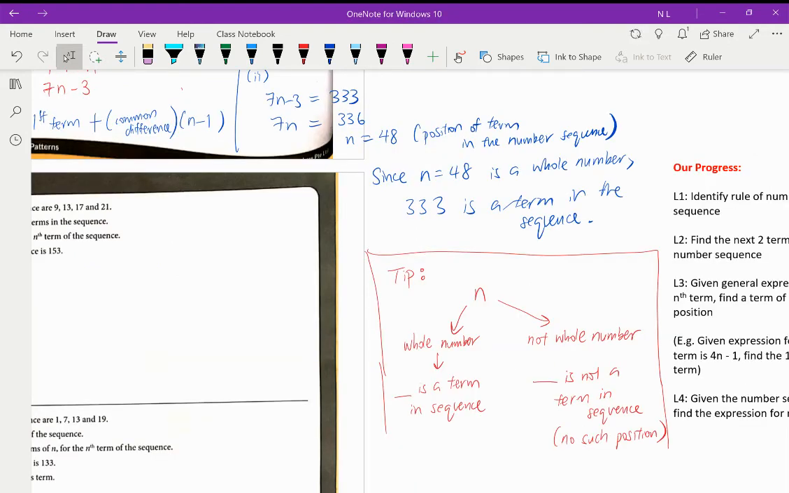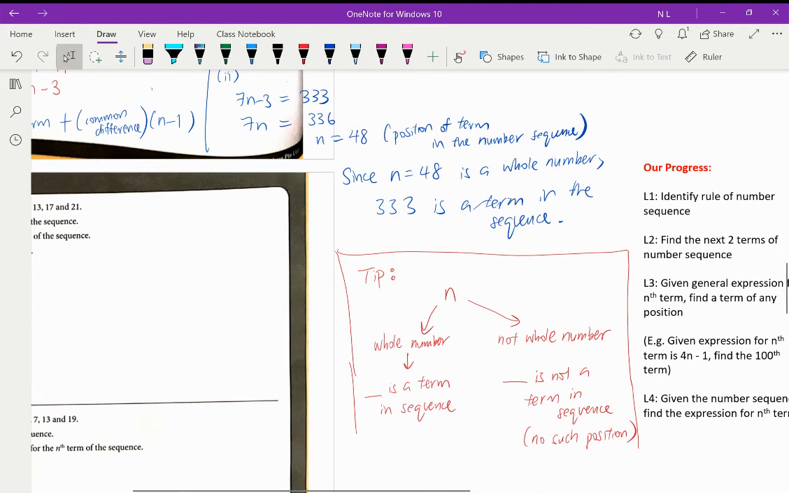Okay, so let me conclude for such questions. If you found that this n, after you solve this equation, is a whole number, that means that this particular number is a term present in this sequence. For example, first, second, third, fourth, fifth, 99th position, 100th position, and so on and so forth. That means this n represents a position in this number sequence.